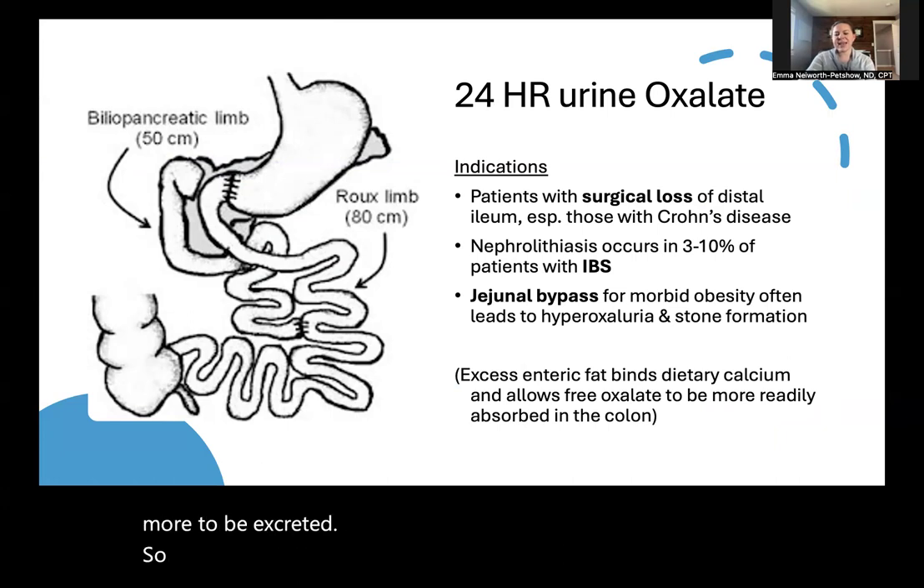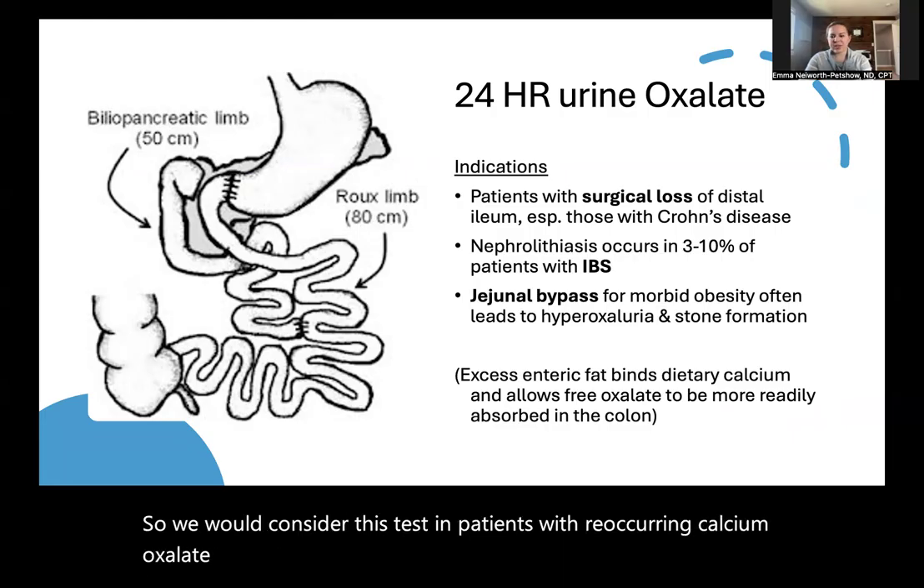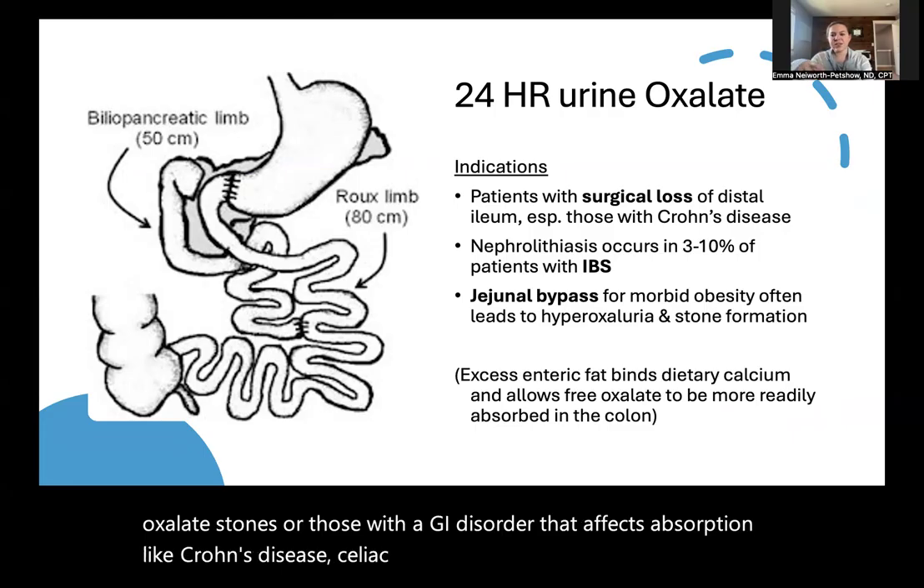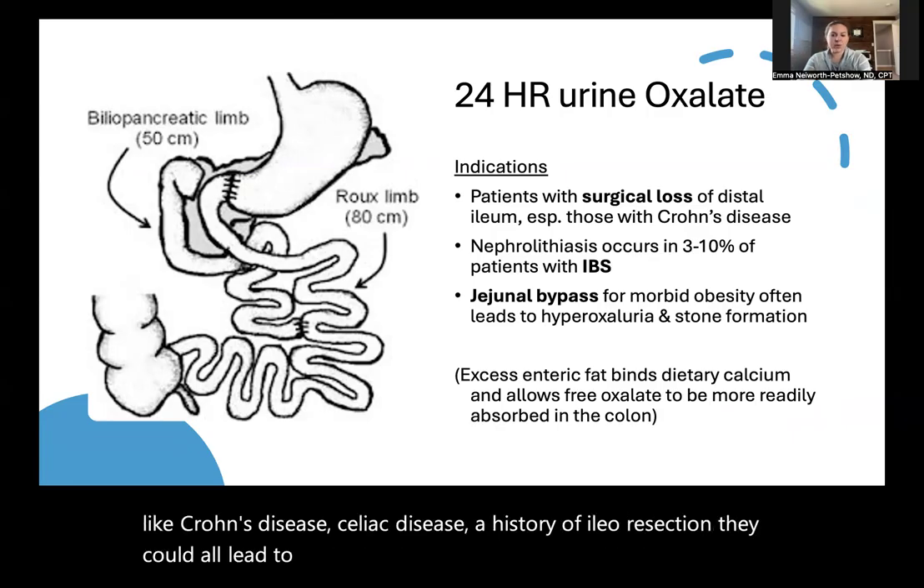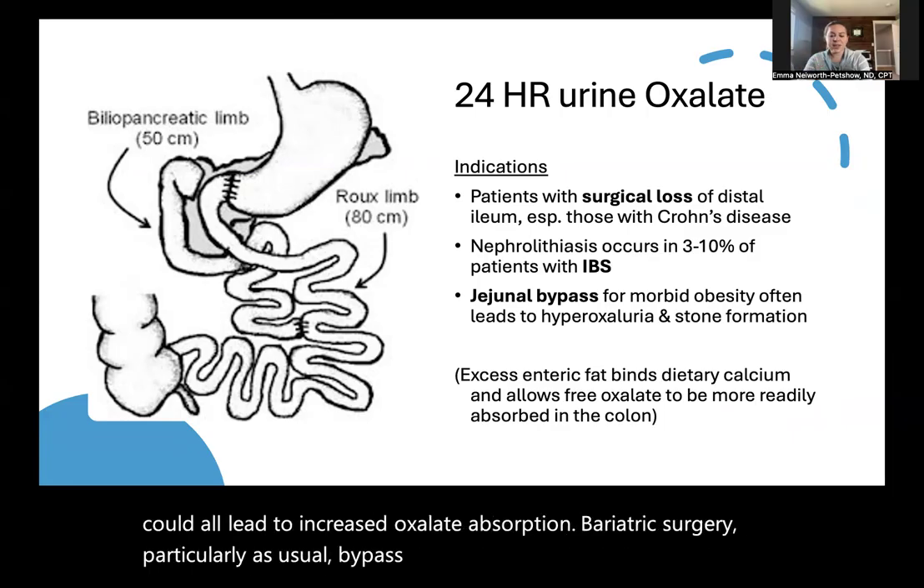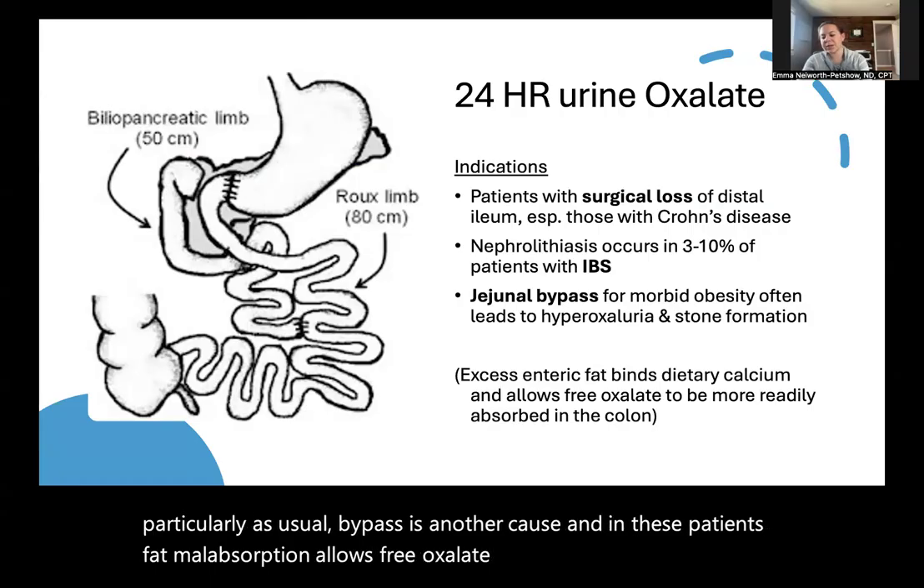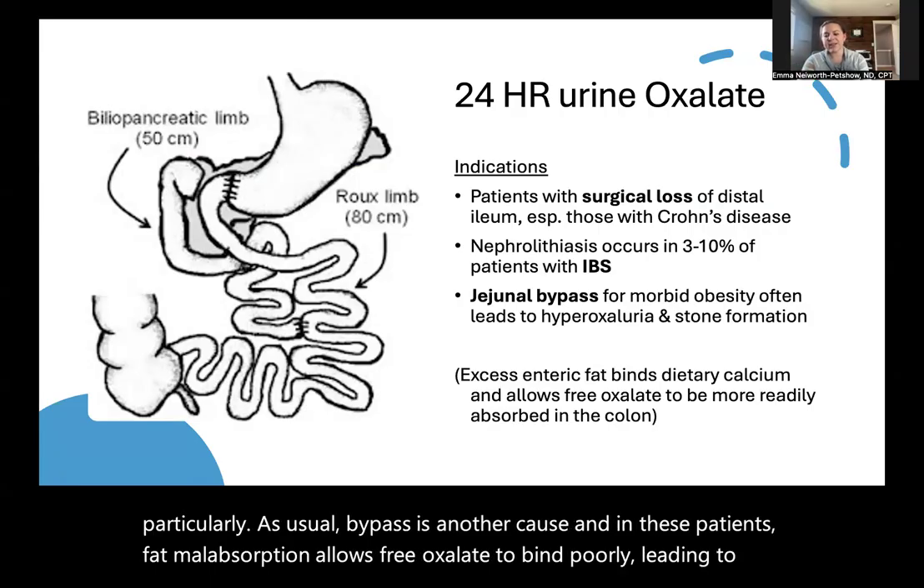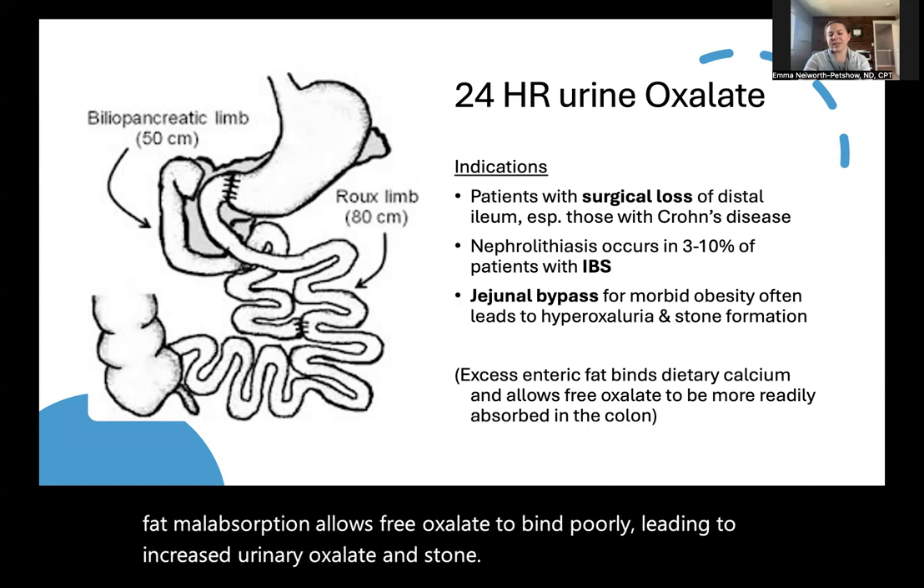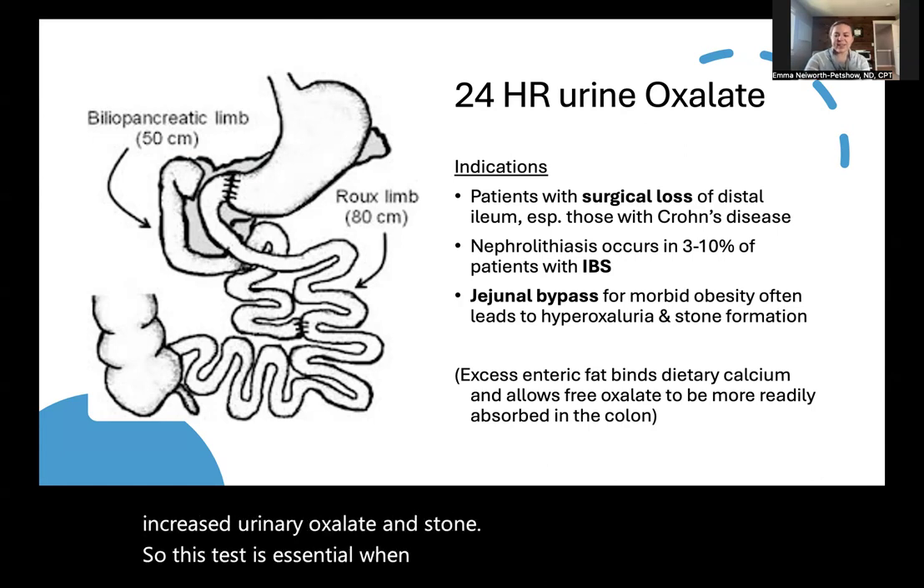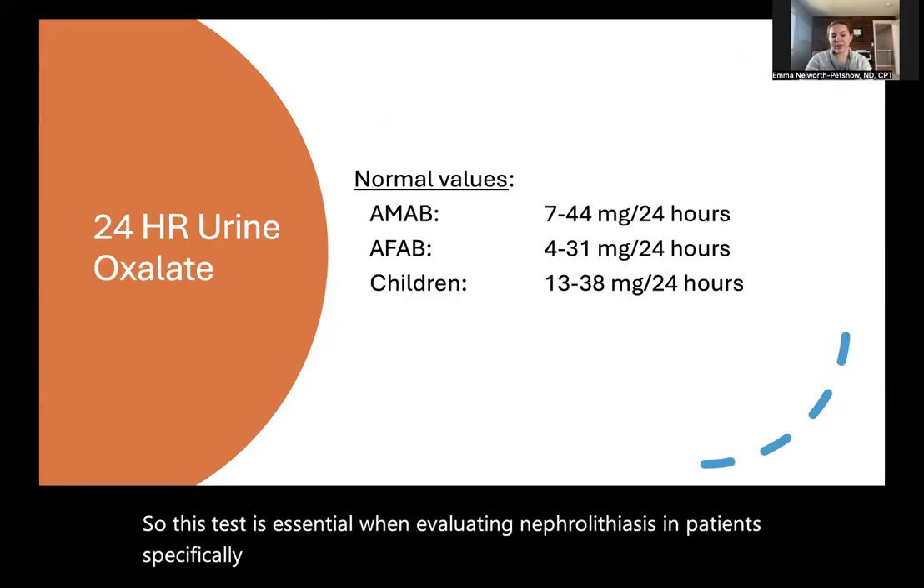So we would consider this test in patients with recurrent calcium oxalate stones or those with a GI disorder that affects absorption, like Crohn's disease, celiac disease, or a history of ileal resection. They could all lead to increased oxalate absorption. Bariatric surgery, particularly a jejunal bypass, is another cause. In these patients, fat malabsorption allows free oxalate to bind poorly, leading to increased urinary oxalate and stone formation. So this test is essential when evaluating nephrolithiasis in patients, specifically with a GI pathology.